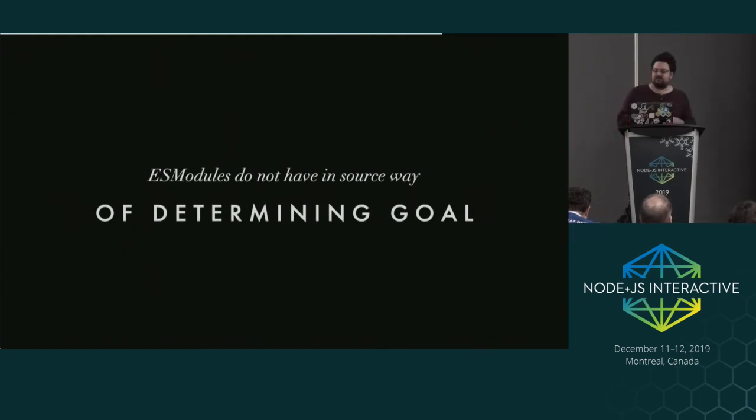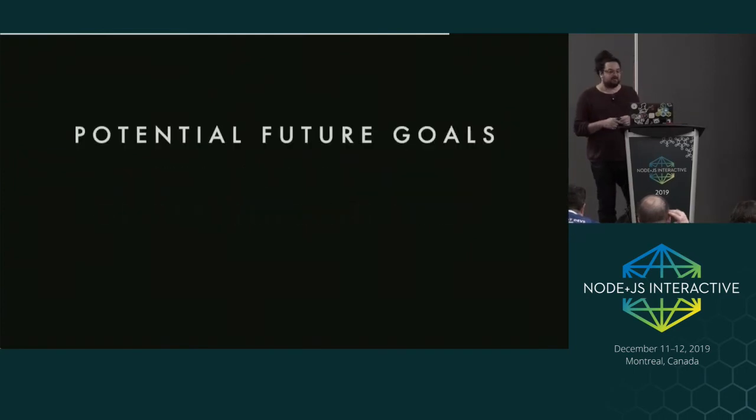But what gets really strange here is ES modules don't have an in-source way of determining the goal. So there's a pragma that you can use to switch between strict and sloppy mode, but there is no in-source way of doing it for modules. In the browser, if you're loading a module, you say type module in the script tag, and the script tag knows to send it to the right parser. It doesn't exist. There is no pragma. So for Node, that became a challenge for us. How do we know the difference?